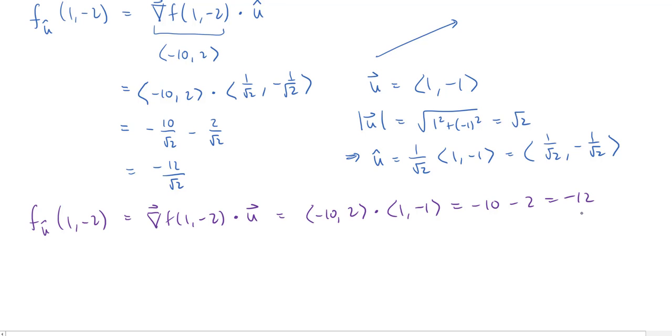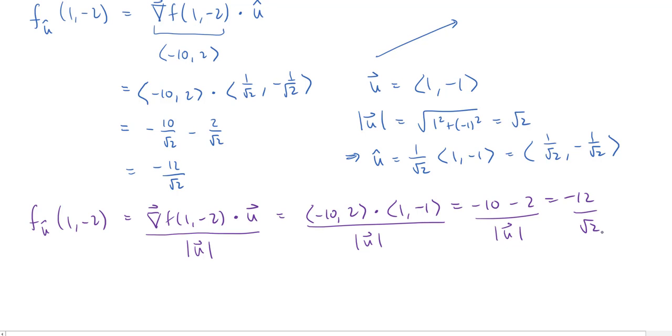Notice we are not getting the same answer. We ended up with -12 doing it incorrectly, and -12 over root 2 doing it correctly. What's the difference? The difference is, of course, this 1 over root 2. We can do it the wrong way all we like, as long as at the end we divide by the length of u. The length of u we computed up above was the square root of 2.